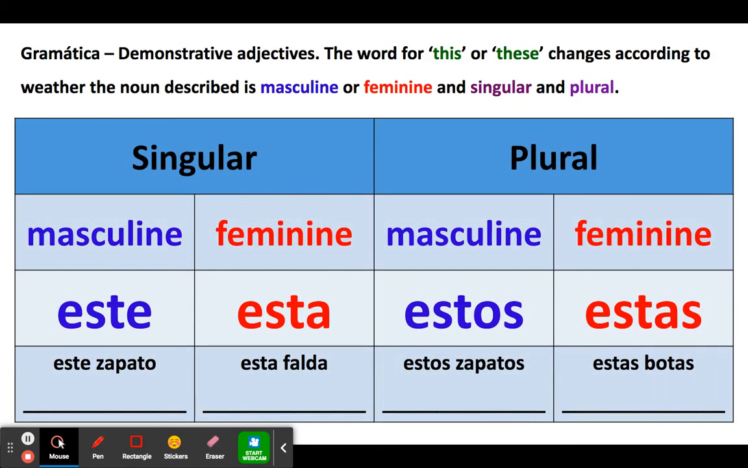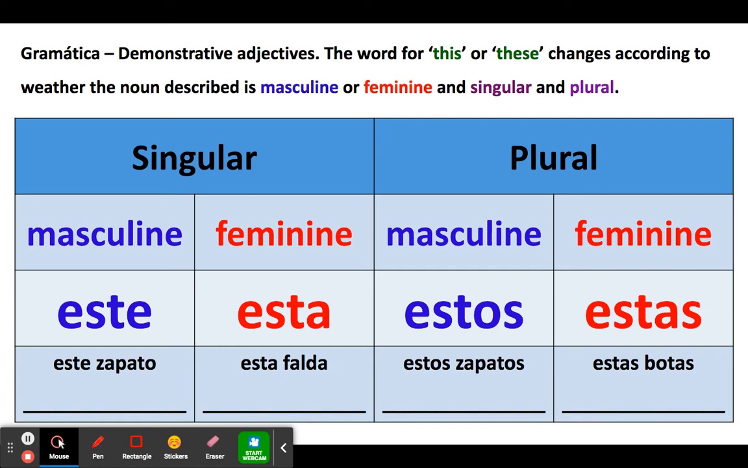Okay, guys, we also studied the demonstrative adjective. The demonstrative adjective is the word "these," okay? And then they change it according to whether the noun describes a masculine or feminine, or is singular or plural, okay? So for the singular, we have masculine and feminine. Masculine is este, feminine is esta. Then we have este zapato as an example, esta falda, okay?